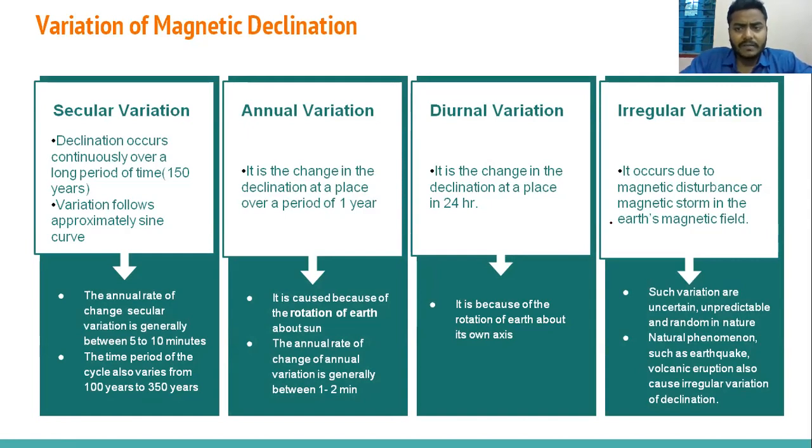So there are various variations per day, and that variation is because of the rotation of Earth about its own axis, right? On the equator you will find less variation. Near the north or south pole you will find more variation. It depends upon places also. Irregular variation occurs due to magnetic disturbance or magnetic storm in the Earth's magnetic field, like volcanic eruption or earthquake. So it will depend upon that also.